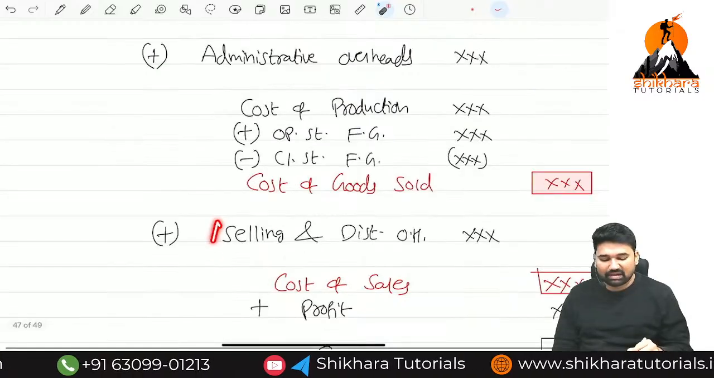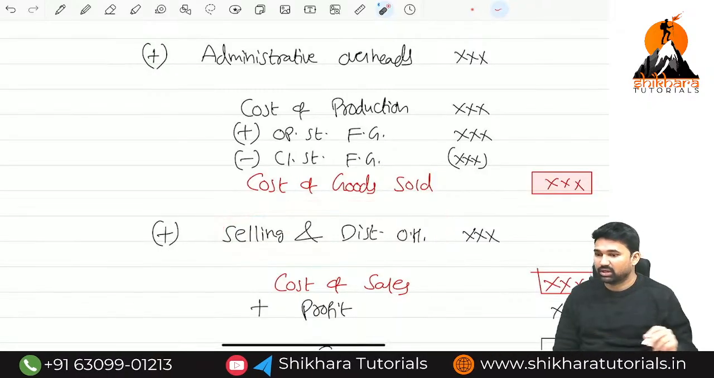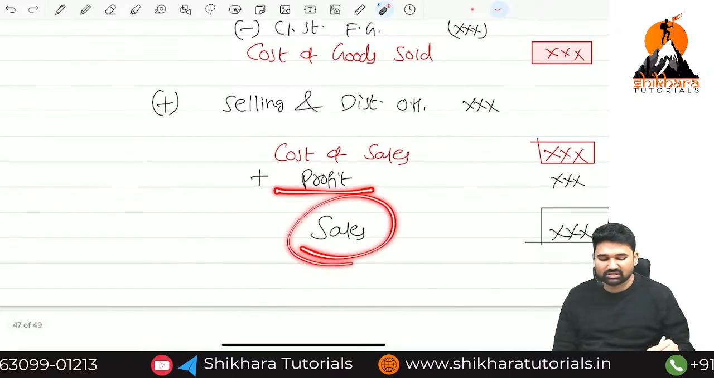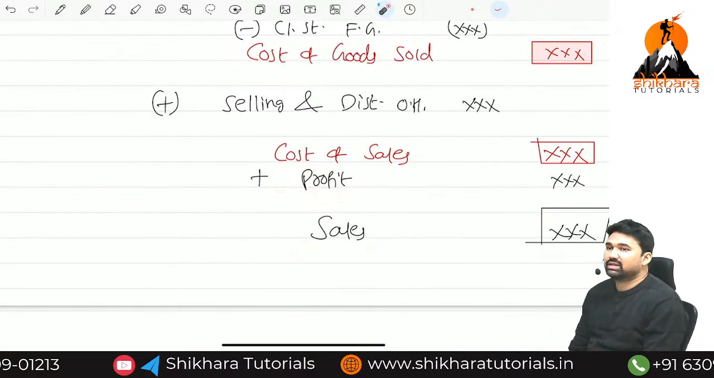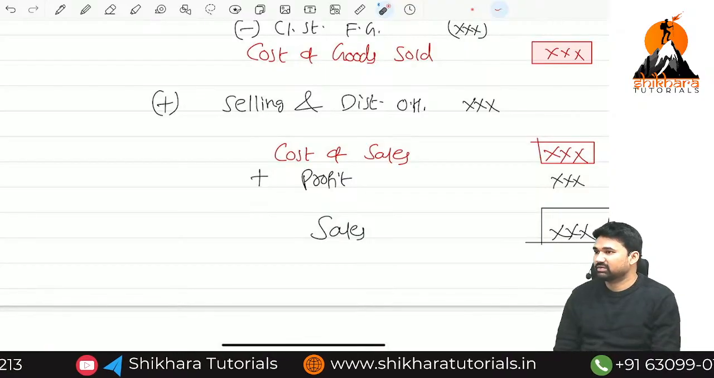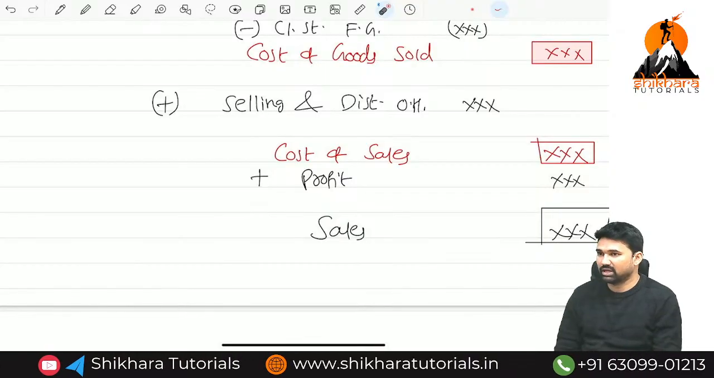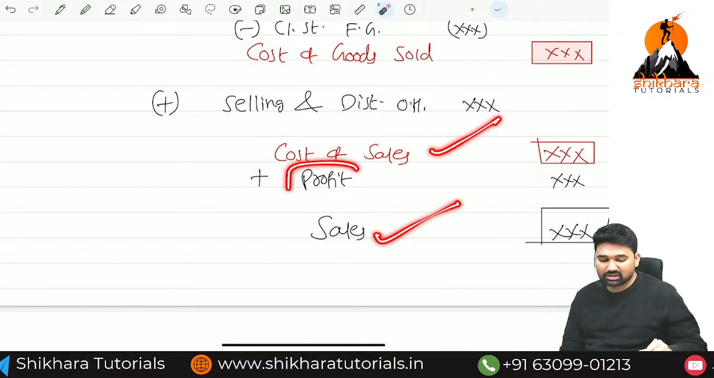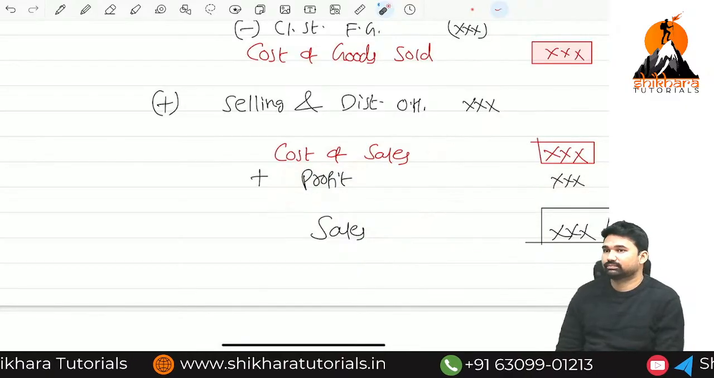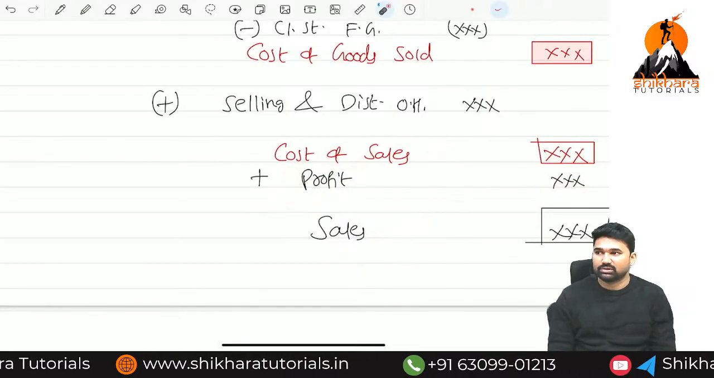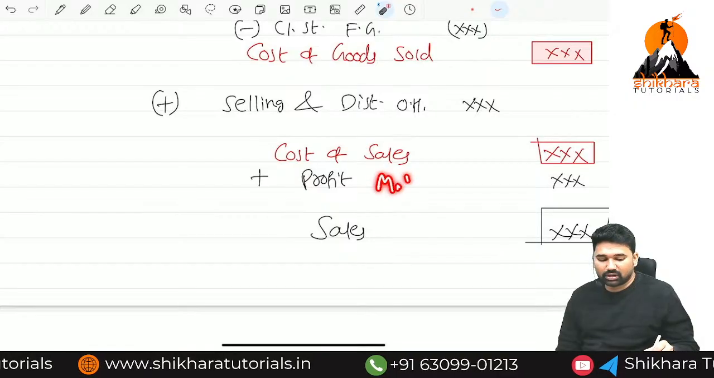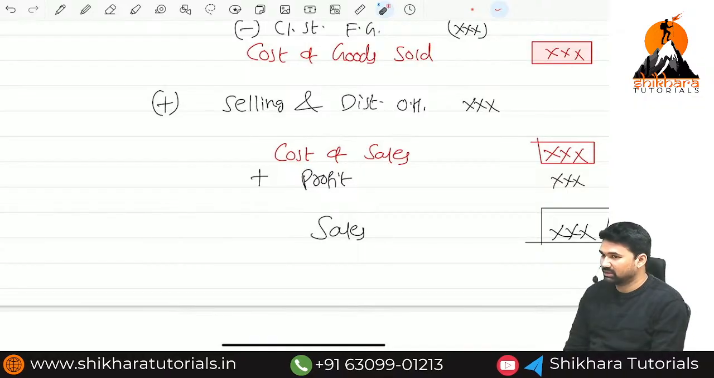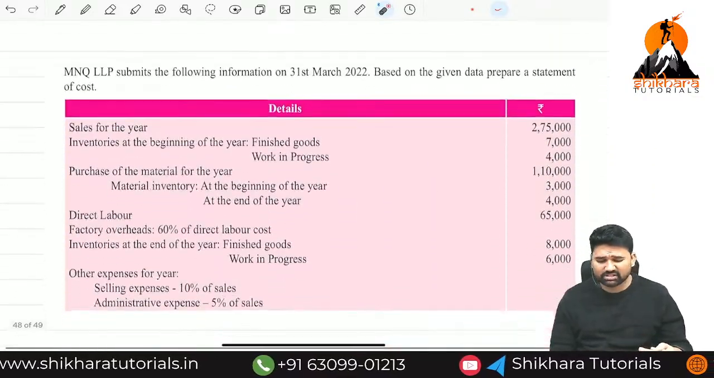So after that, we have to add selling and distribution overheads. The result will be cost of sales. If we add profit to cost of sales, we will get the ultimate result of the cost sheet, which is sales. Simple. Okay. So sometimes the problem will be provided with sales and cost of sales. The missing figure is profit. So we will call it the missing figure or balancing figure. This is the discussion with respect to the cost sheet.